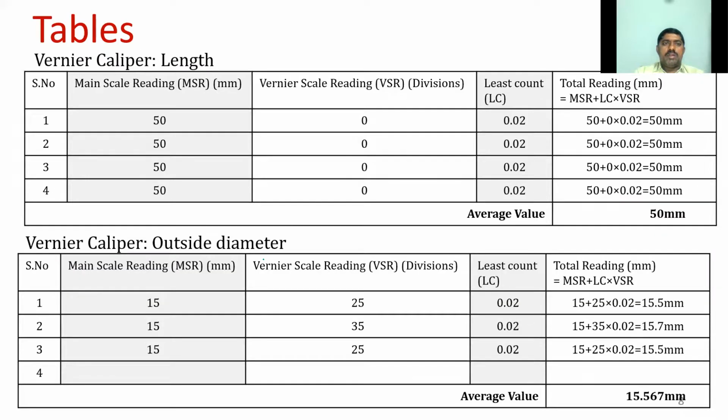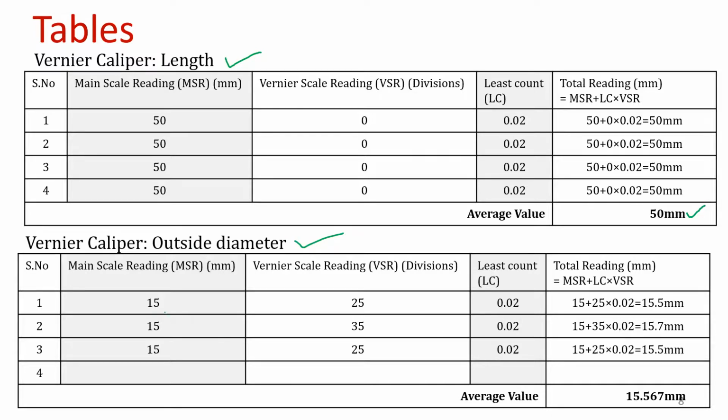Now we will report all the measured values in the tabular column. For the vernier calipers length measurement, we have taken main scale readings and vernier scale readings, and the least count is 0.02. The total reading is calculated as 50 plus 0 into 0.02, which gives 50. In all the cases we got 50 mm, therefore the average length is also 50 mm. Coming to the vernier calipers, they can be used for measuring the outside diameter.